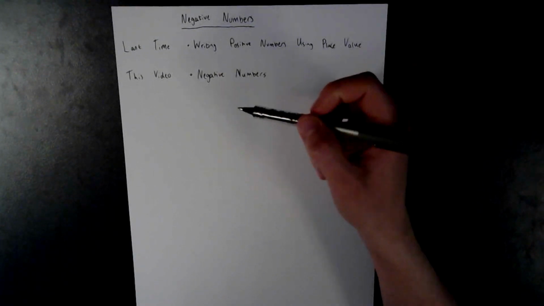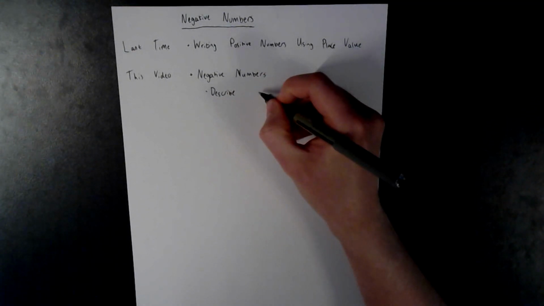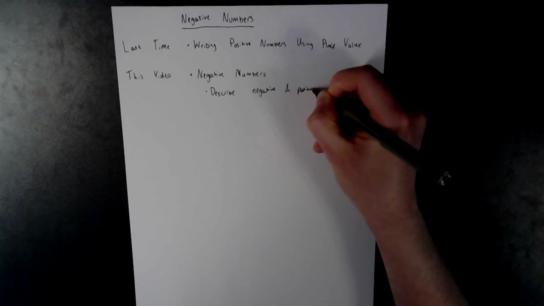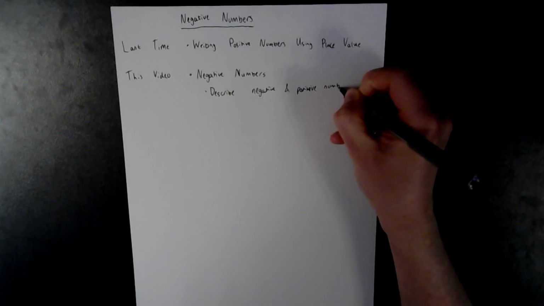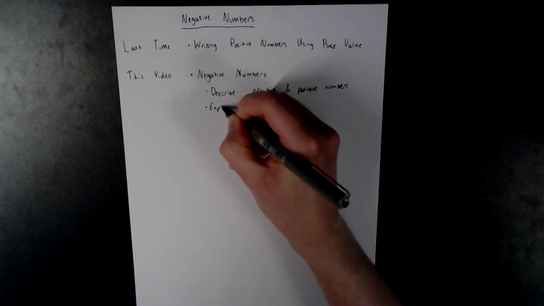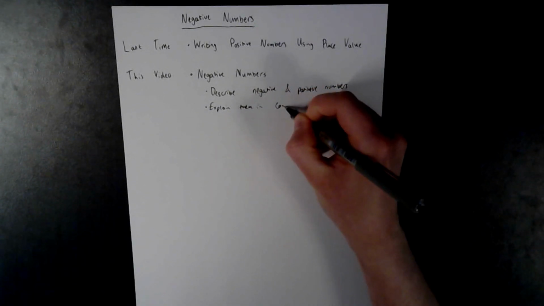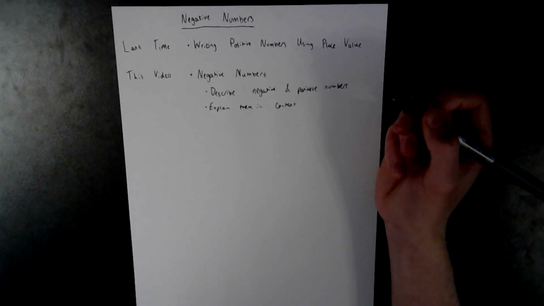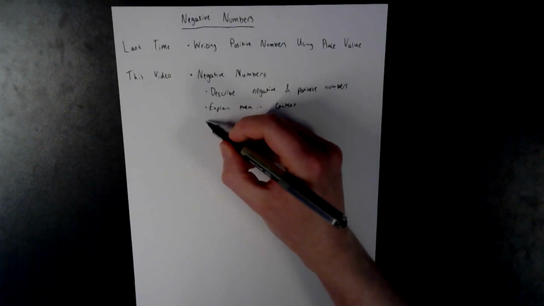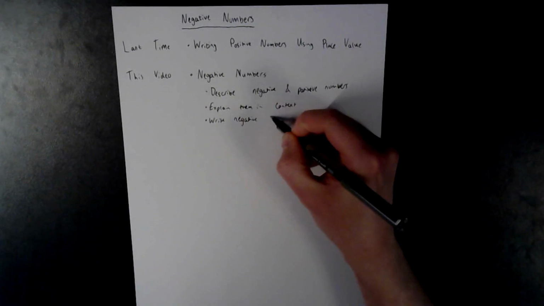Now, in this video, we're going to look at how we describe negative and positive numbers, and also explain these numbers in context. And then, just like with place value, we're going to look at some examples of how we actually write negative numbers.